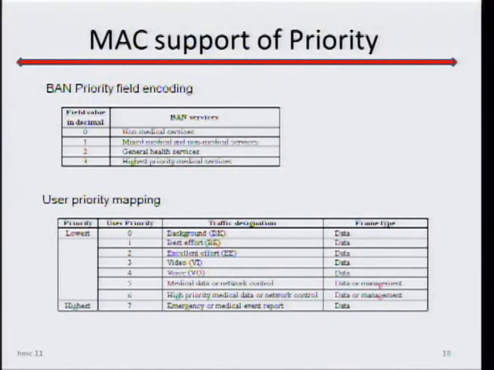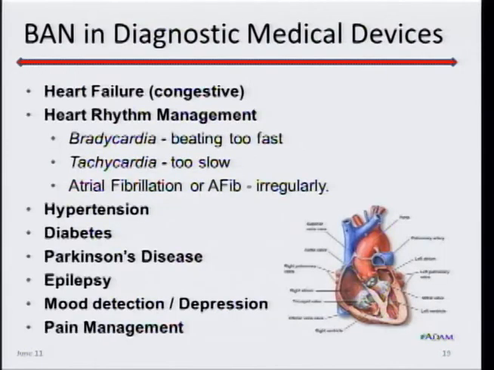This is some of the priority that we've had added to in the BAN. You can see the highest is the emergency or medical event report. And now some of the way that we heard people are going to use this, I won't repeat what people have said already, but some of the applications in the medical field were heart, hypertension, diabetes, Parkinson's, epilepsy, mood detection and depression, and pain management.